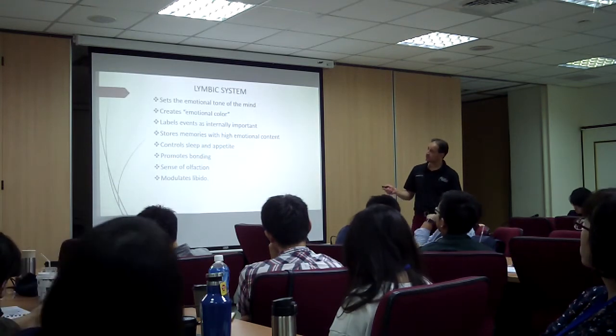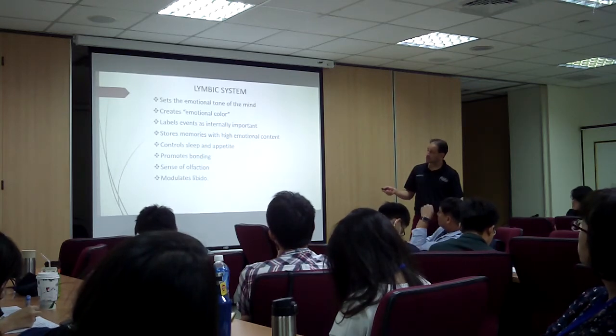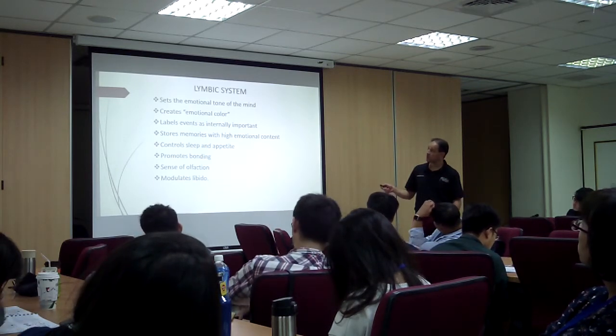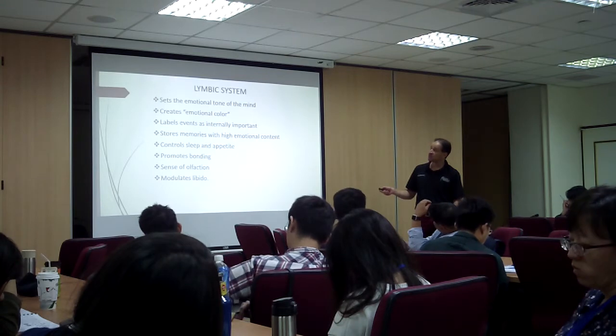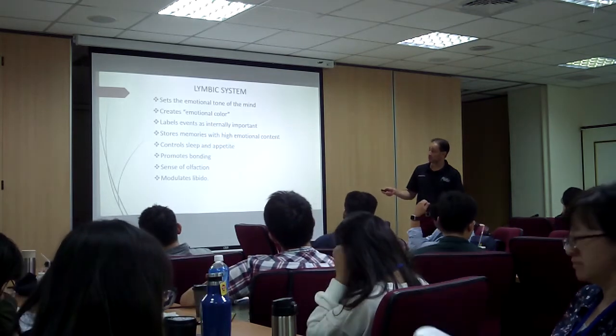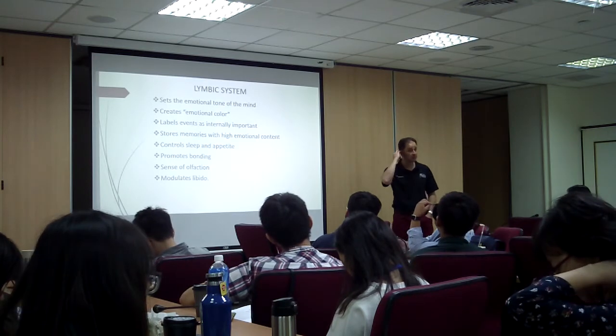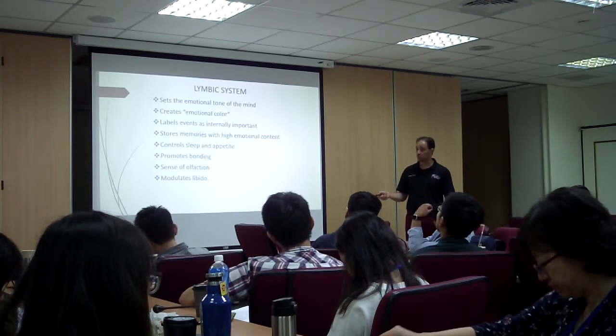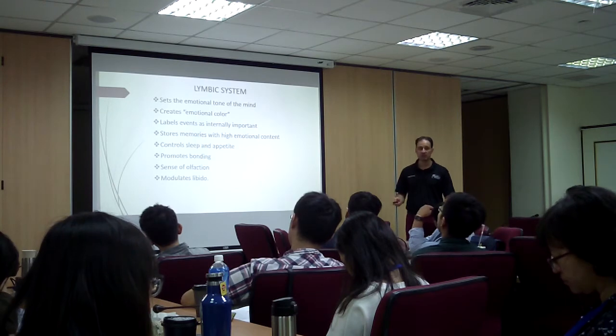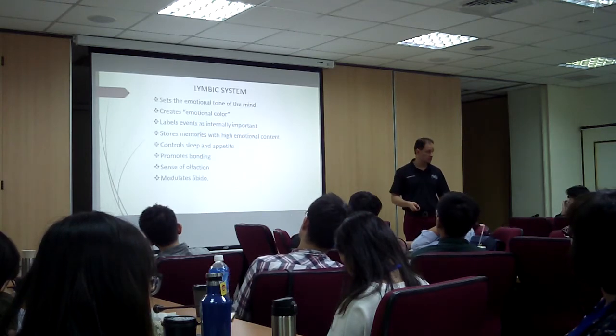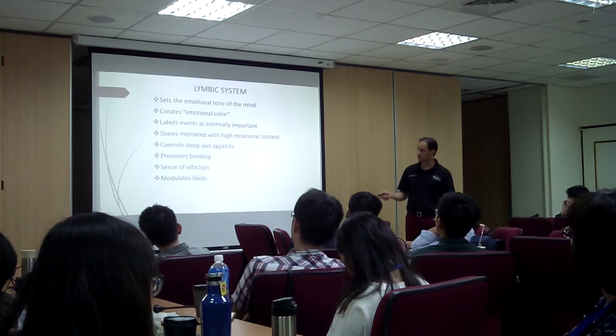So the limbic system creates the emotional color and sets the emotional tone of the mind. Labels events as internally important. So this is every memory, specifically traumatic memories that you have had, this is where they get stored. So every time you react out of emotion is because you are reacting out of your limbic system.